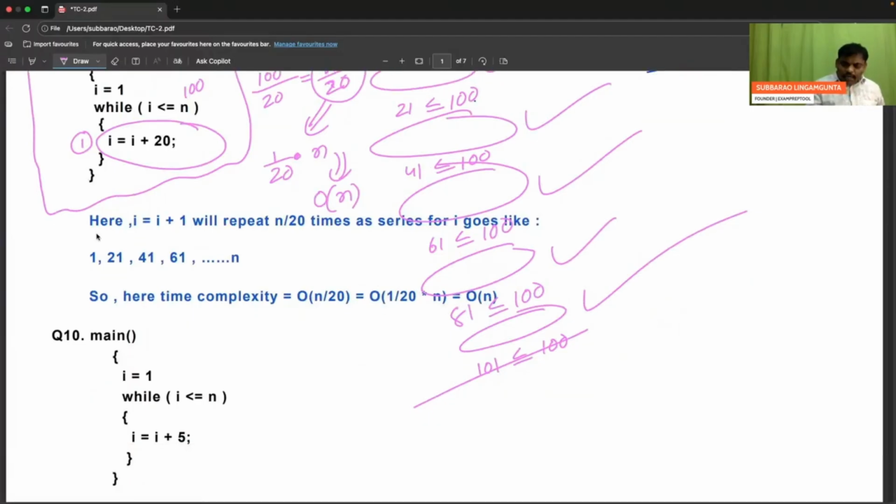I will give an explanation also, you can see here. Here I is equal to I plus 1 will repeat. But see this one, I is equal to I plus 20, not I plus 1. I is equal to I plus 20 will repeat n by 20 times: first 1, next 21, next 41, next 61, and so on up to n. So here the time complexity is n by 20 actually. This can be written as 1 by 20 into n, which is nothing but order of n.